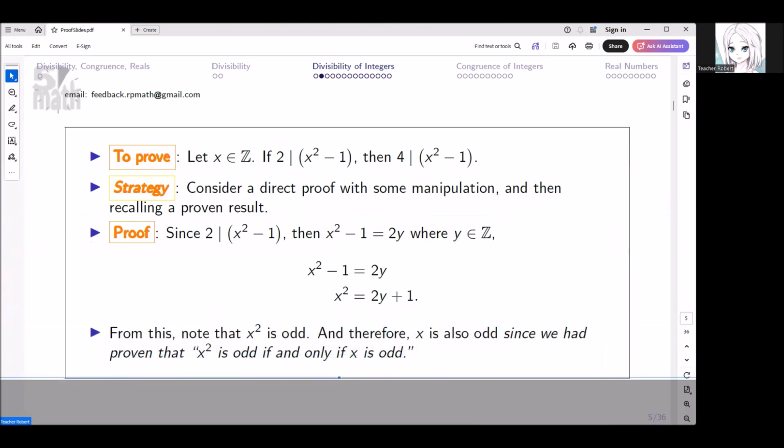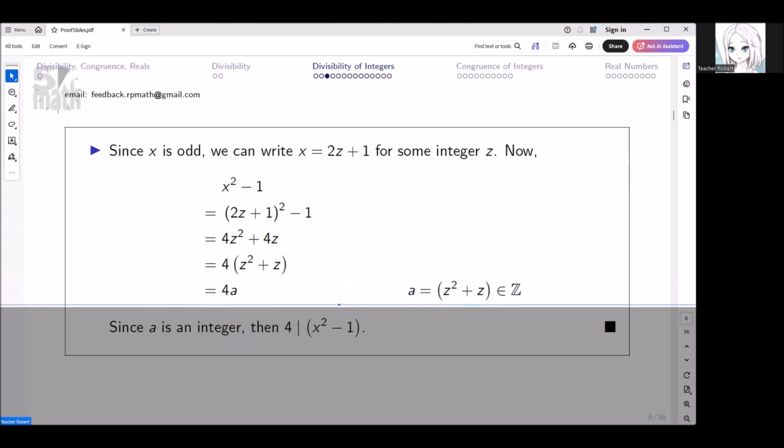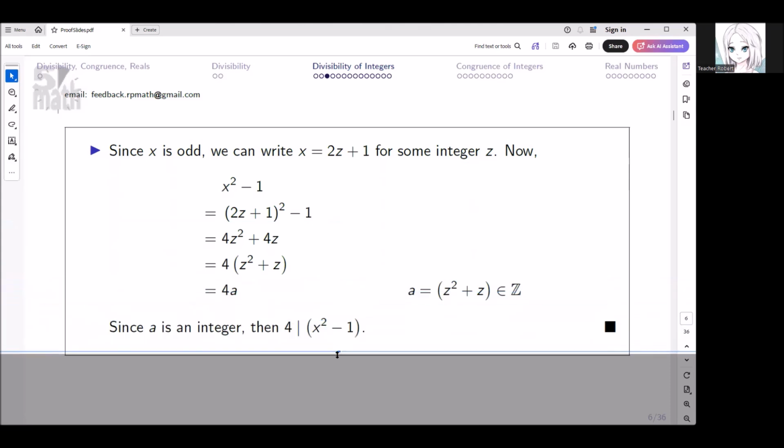From this, note that x squared is odd, and therefore x is also odd, since we had proven that x squared is odd if and only if x is odd. Since x is odd, we can write x equals 2z plus 1 for some integer z. Now, we have the following. Since a is an integer, then 4 divides x squared minus 1.